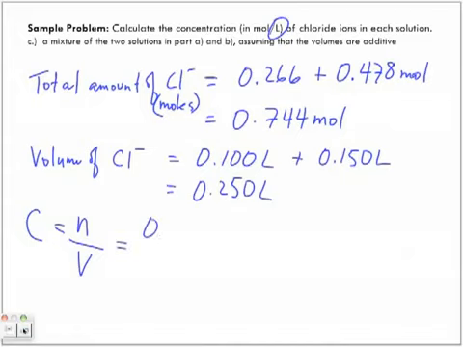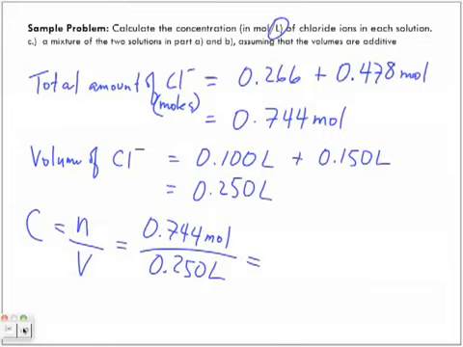So we get 0.744 moles divided by 0.250 liters. Gives us a final answer of 2.98 moles per liter. So we're going to keep it to 3 significant digits because that was the least number of significant digits in our question.